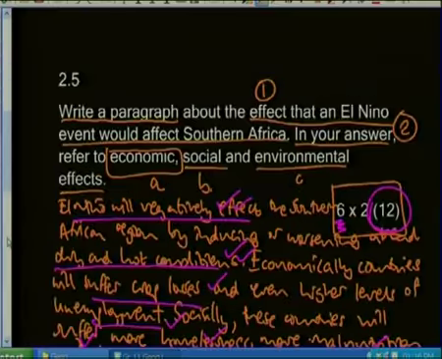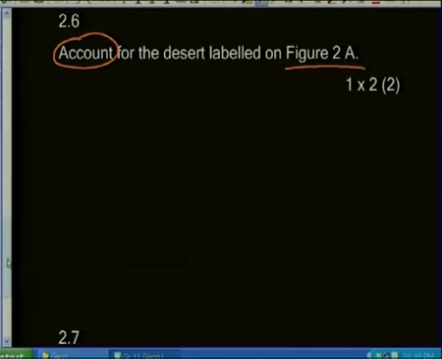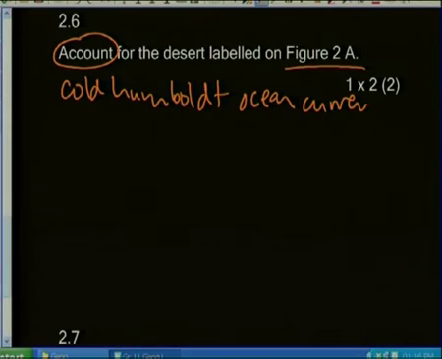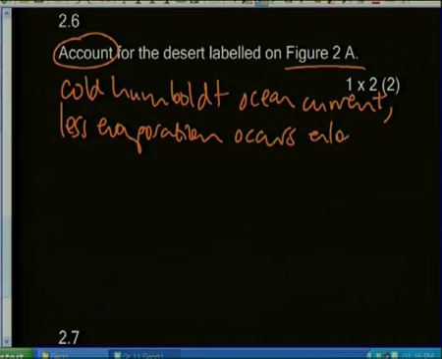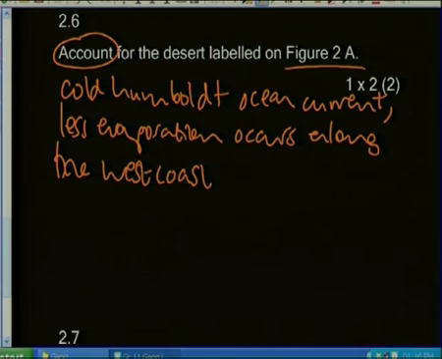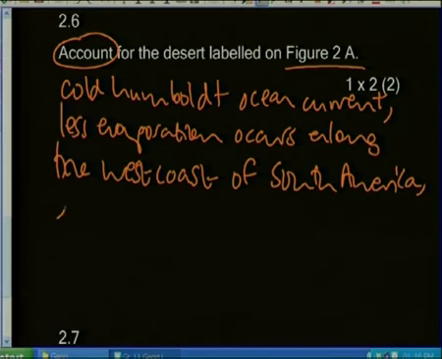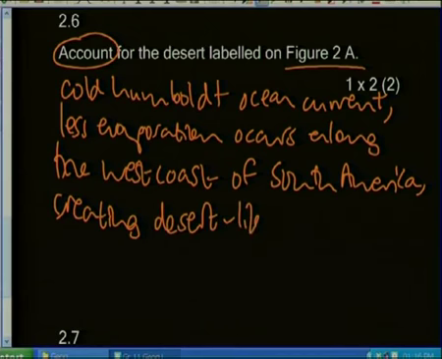So for question 2.6 here, we're saying the reason we've got a desert there is because the cold Humboldt ocean current, less evaporation occurs along the west coast of South America, creating desert-like conditions. Right, so it's very hot and arid there and dry.